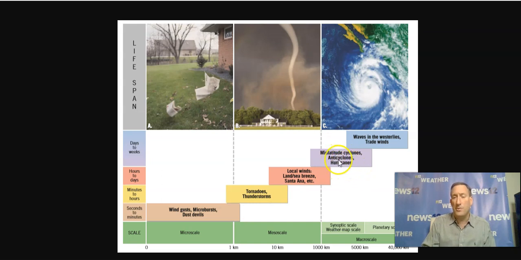Hurricanes and anticyclones, so high pressures and low pressures, can be around days to weeks. That would be under our synoptic scale. And then long waves in the westerlies, trade winds. We're going to talk about the trade winds in just a moment. These are much longer scales, meaning they cover a much longer geographic distance, and they're also going to be around for a much longer time, days to weeks. Westerlies in the atmosphere constantly move around the entire globe, covering 30, 40 to 50,000 miles. So this is our lifespan versus our scale, and this is the exact diagram from your book in chapter 7, so you can get an idea of those scales.